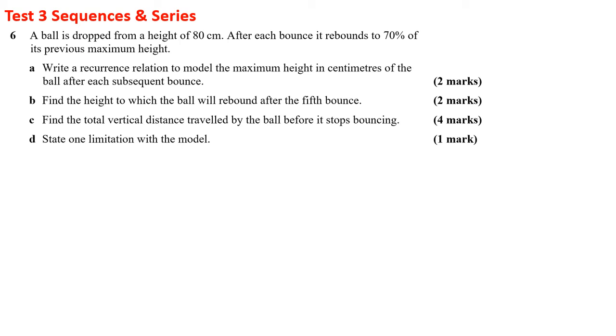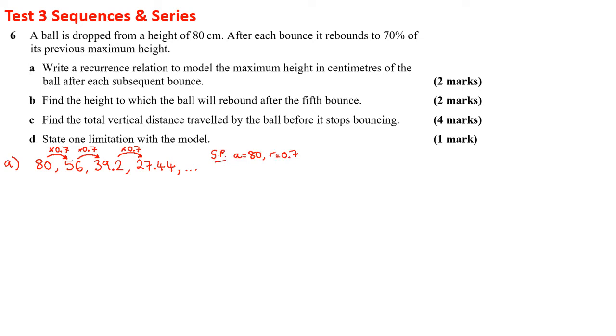So in this question, it's useful to start by writing out the terms of the sequence that is produced and to try and get a sense of the question. We get these terms where each term is 70% of the previous height. We can see this is a geometric sequence with first term 80 and common ratio 0.7.